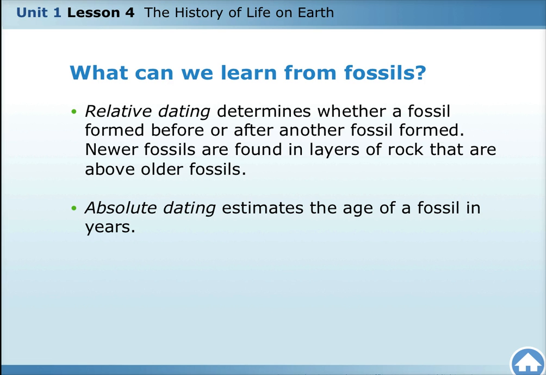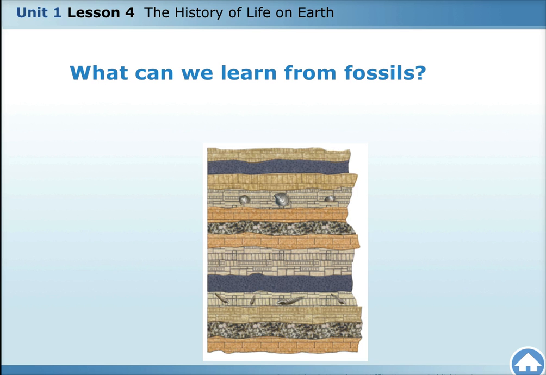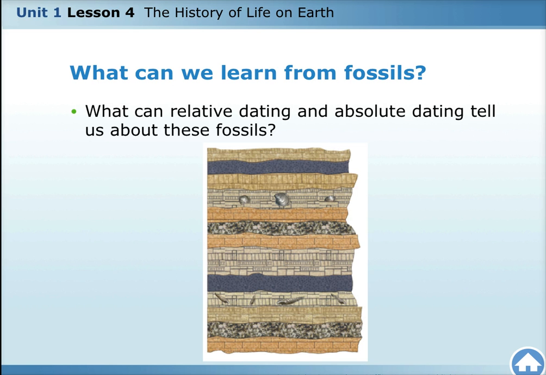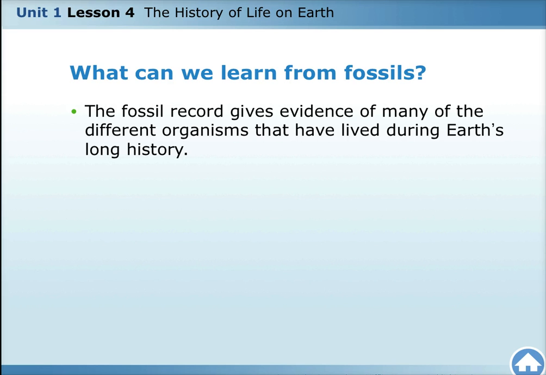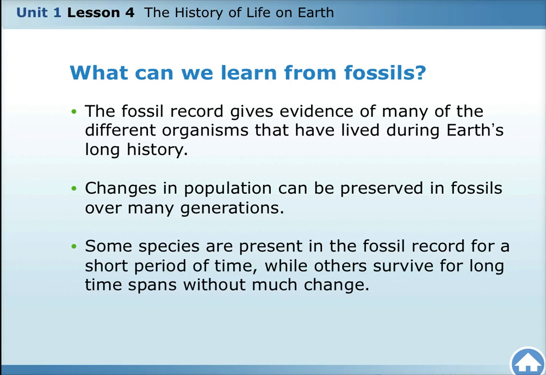Absolute dating estimates the age of a fossil in years. Estimations are based on information from radioactive elements, such as carbon-12, in certain rocks near the fossil. What can relative dating and absolute dating tell us about these fossils? The fossil record gives evidence of many of the different organisms that have lived during Earth's long history. Changes in population can be preserved in fossils over many generations.